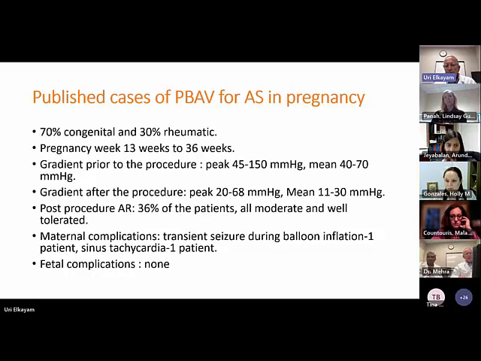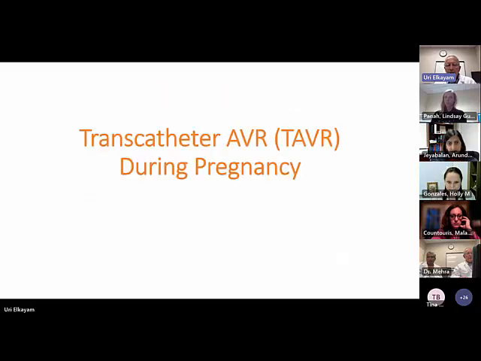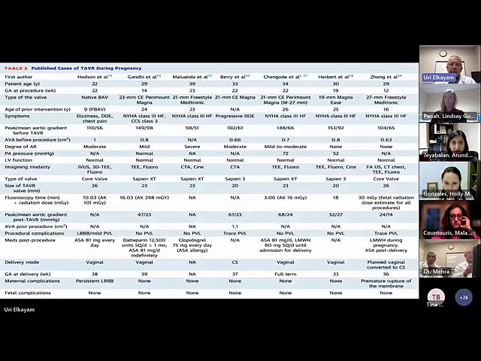In general, in this patient population who have relatively pliable valve, and the degree of calcification is usually not very high, a balloon valvuloplasty is definitely a consideration. So the TAVR. This is the information in the literature.